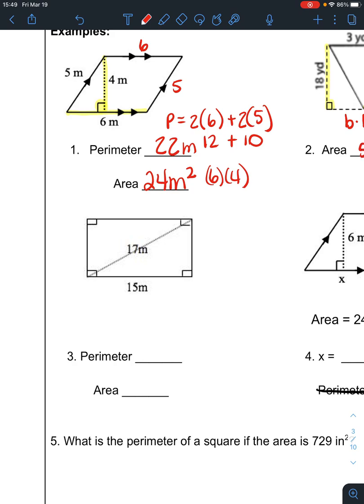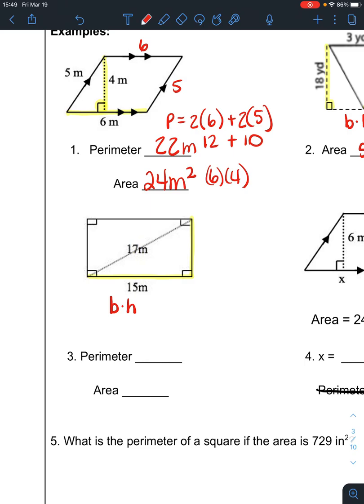So in number 3, here's what we've got. Now, again, it's a rectangle. That means it's a parallelogram. That means I need to use base and height. I need the base and the height. Here's the deal, though. My base is 15, and I have that diagonal, which is 17. So the problem is I don't have the height.